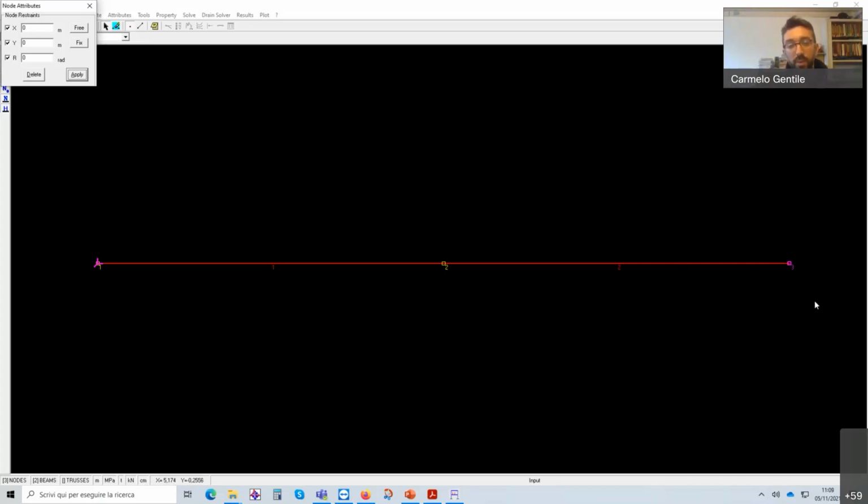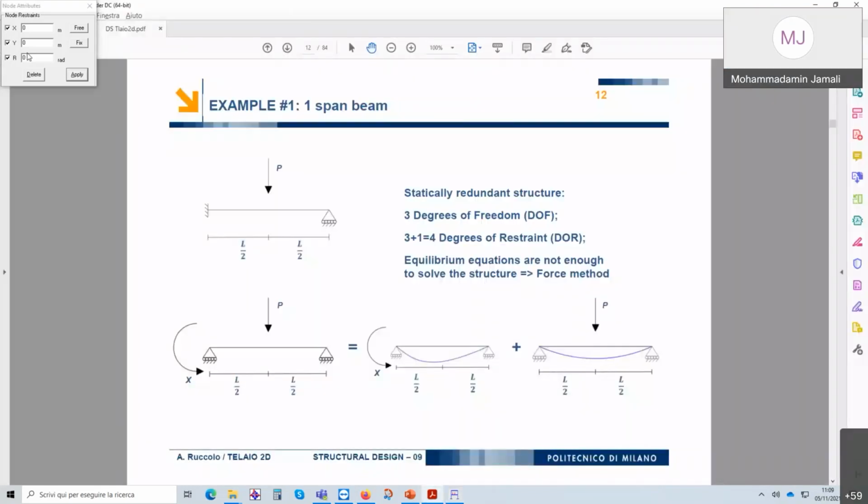In the node 3, we do not have to impose both x, both y, and both r, but what do we have to impose? Any guess? Don't be shy. The bending moment, R, the rotation.